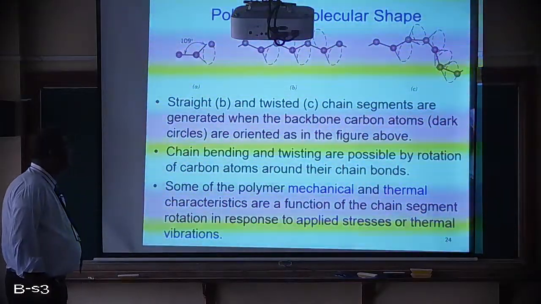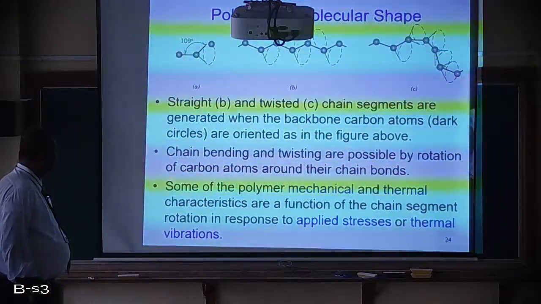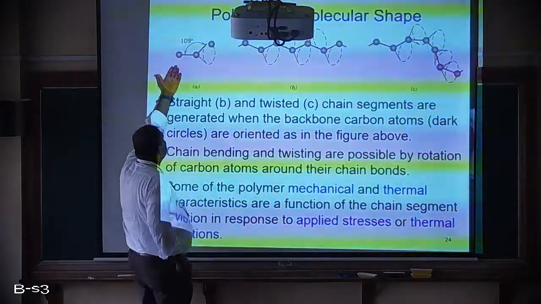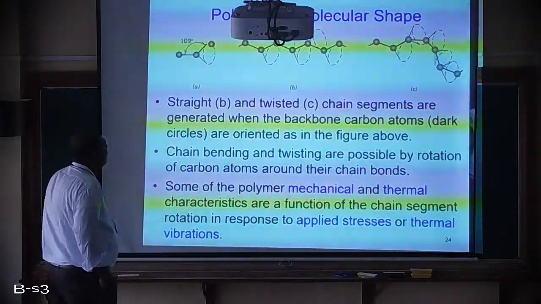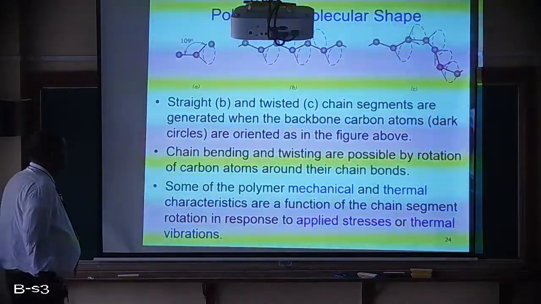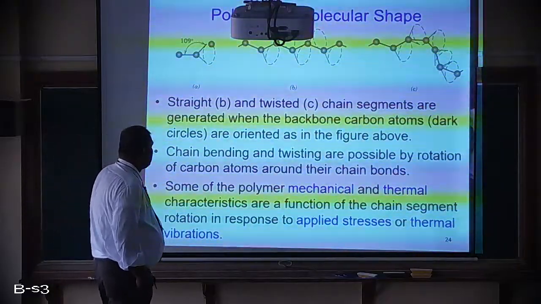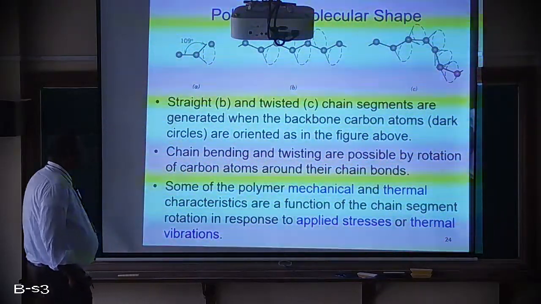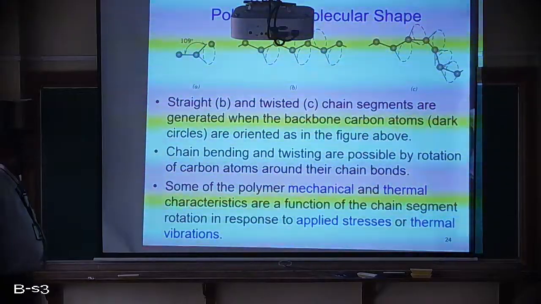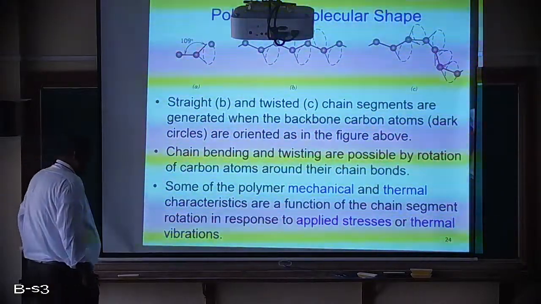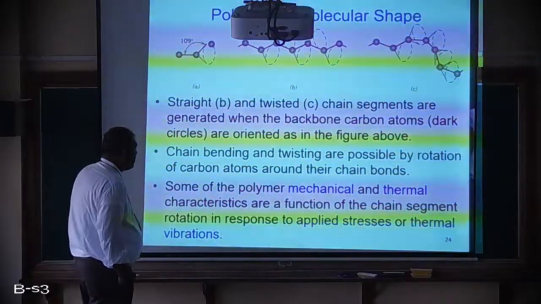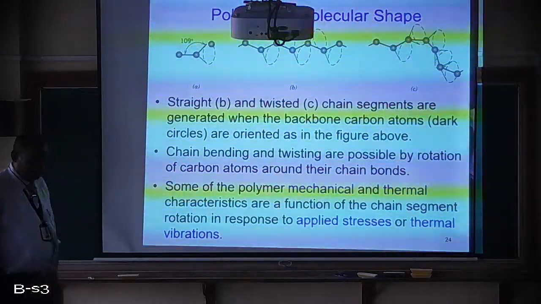So chain segments are generated when the backbone carbon atoms, these are the black circles, these are the carbon molecules, are oriented in the figure. So the chain bending and twisting are possible by rotation of the carbon atoms around their chain bonds. So some of the polymer mechanical and thermal characteristics are a function of chain segment rotation in response to applied stresses or thermal variations.